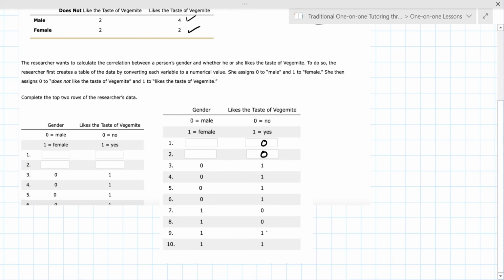So that's these down here. I know you're just looking for the answer. So what are we missing here? We're missing the 2 females that do not like it. Yeah. So it looks like it's all zeros for that one. All right, that's part of it.